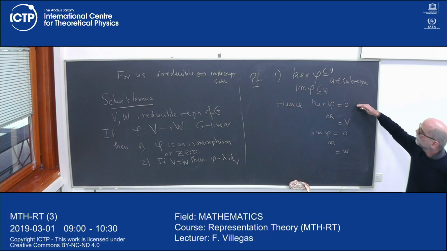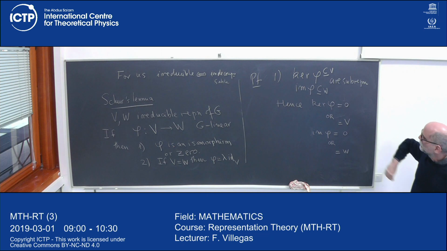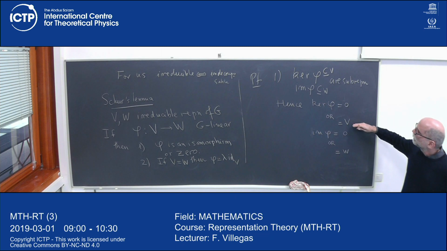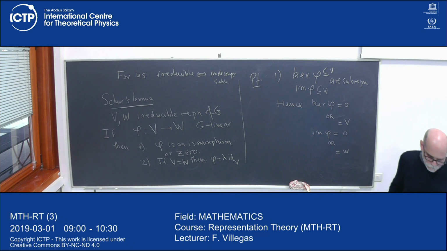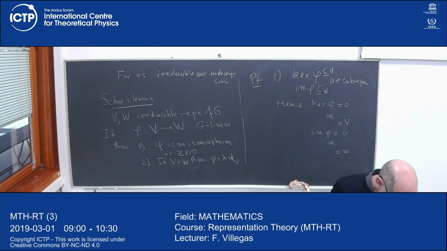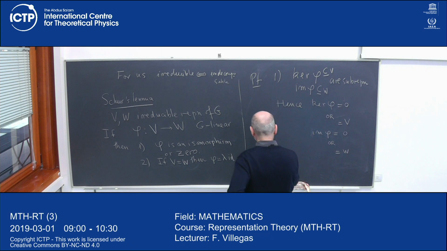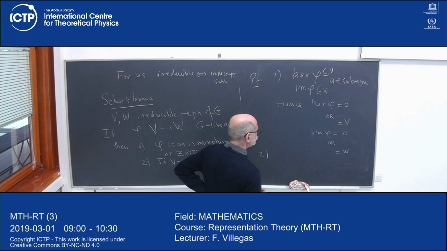If the kernel of phi is 0, then the map is injective, and therefore the image has to be W. Or in the case that the kernel of phi is all of V, then the map is a zero map, and the image is 0. So this is just a simple consequence of assuming that our representations are irreducible.